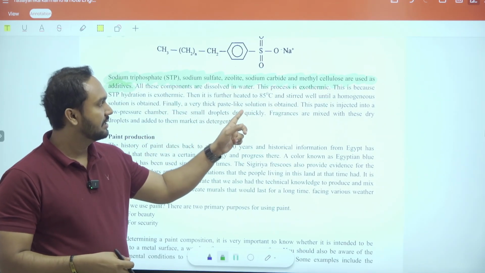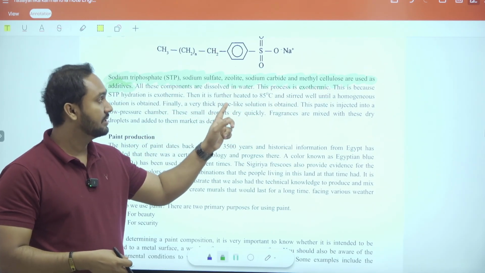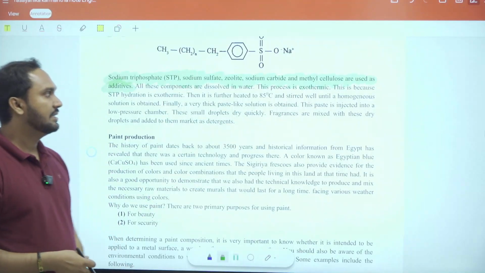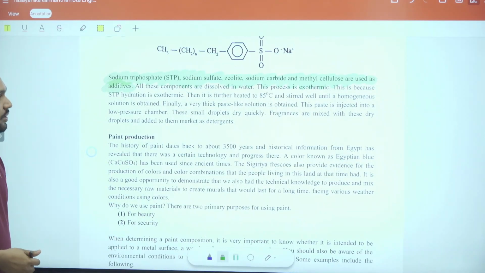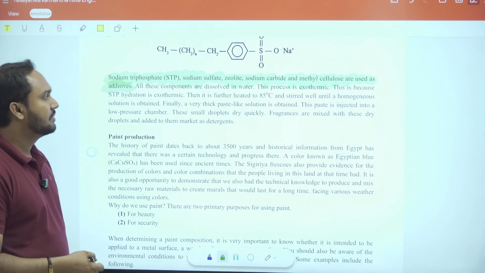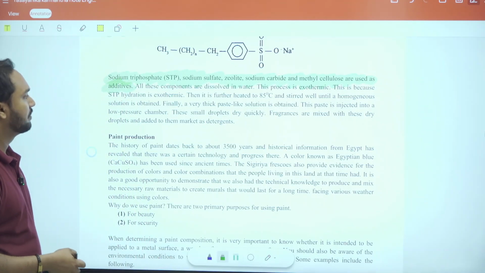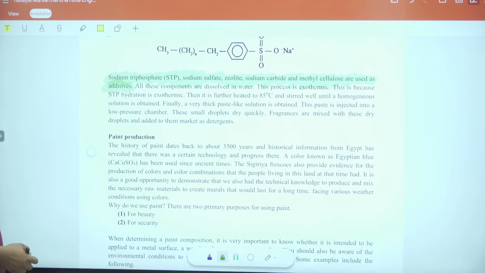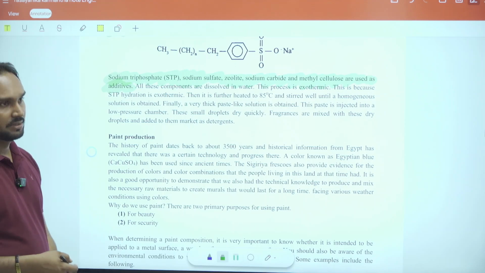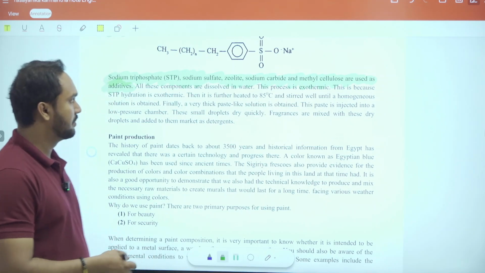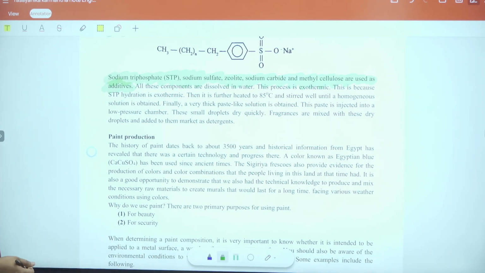A very thick paste-like solution is obtained. This paste is injected into a low-pressure chamber. The small droplets dry quickly. Fragrance is mixed with these dry droplets and they are added to the market as detergents. Right. So that's the process of making detergents.